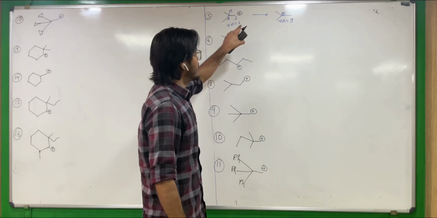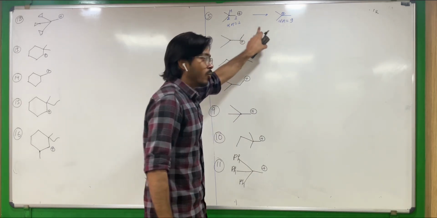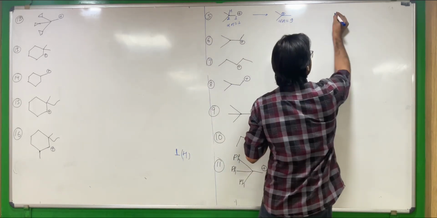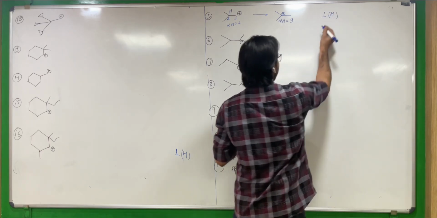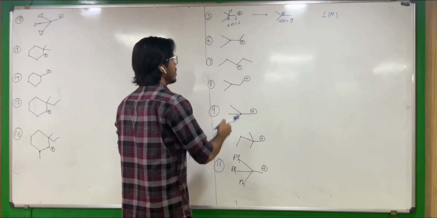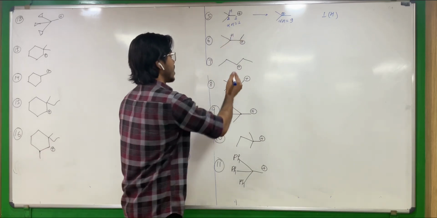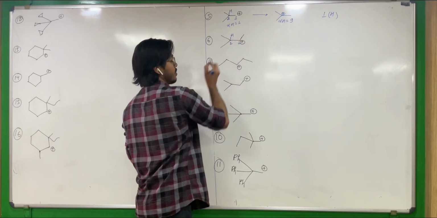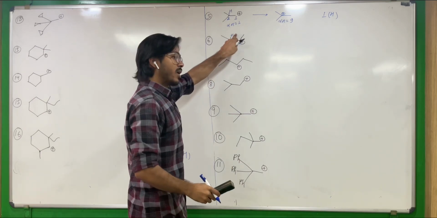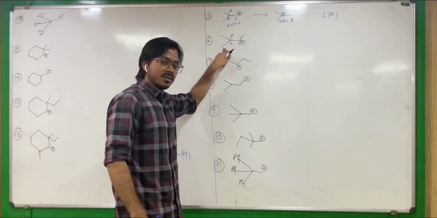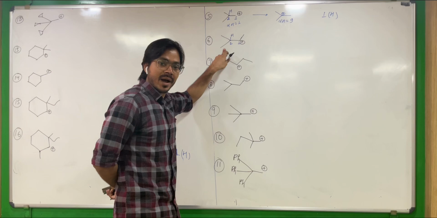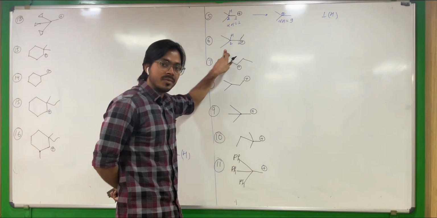So how many 1,2 shifts are taking place? Only 1 shift is taking place. So 1 hydrogen shift is taking place, a hydride shift. Now in this case also, if you see, this is carbon number 1, this is carbon number 2, and on carbon number 2 hydrogen is present and 2 methyl groups are present, and we have seen that the migrating aptitude of hydrogen is more than that of a methyl group.